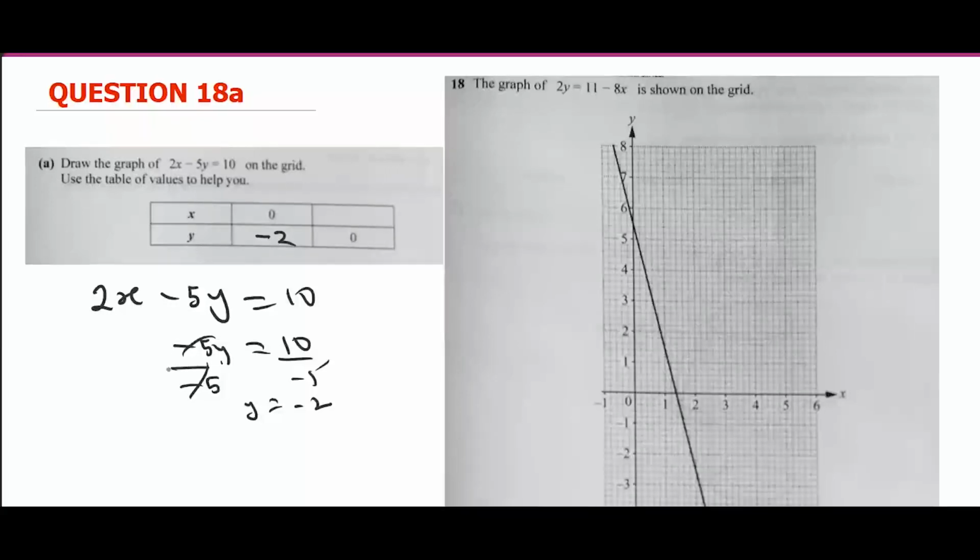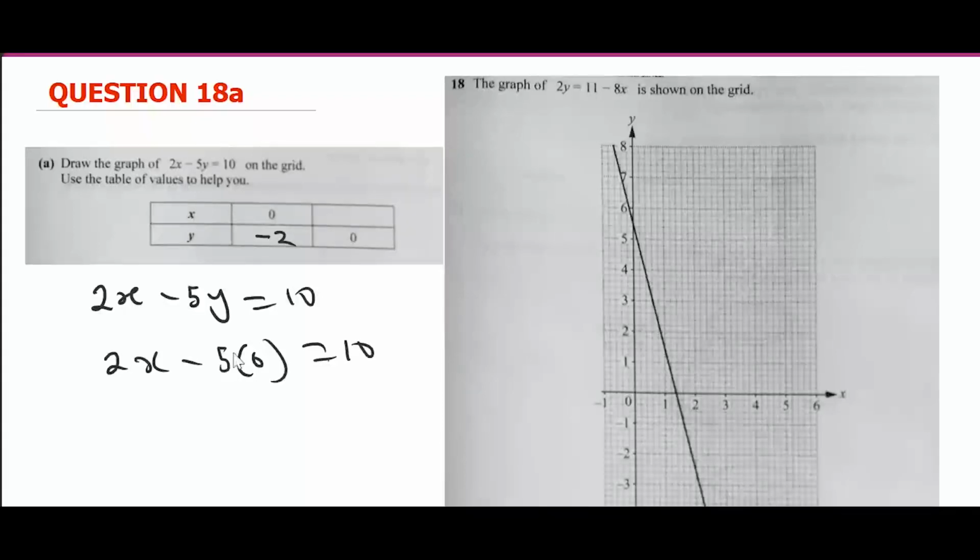So the same thing, we need to find the value of x when y is equal to 0. So let me get more space here. So here you have 2x minus 5 times y, 5 times 0, that's the value of y equals 0, equals 10. So this will also go, as 5 times 0 is nothing. So we have 2x equals 10. So we can easily divide both sides by 2. 2 cancels 2 here, x equals 5. That will be the value of x here.